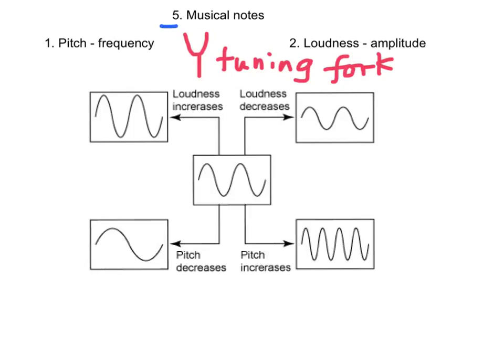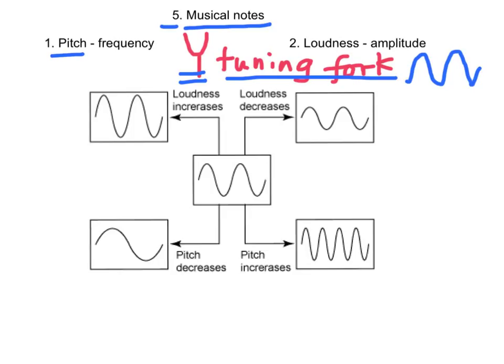Number 5, there are musical notes. This is a symbol for a tuning fork. A tuning fork produces a pure note with a waveform like a sine wave. For a tuning fork, the pitch is related to the frequency of the sound wave, and the loudness is related to the amplitude of the wave.